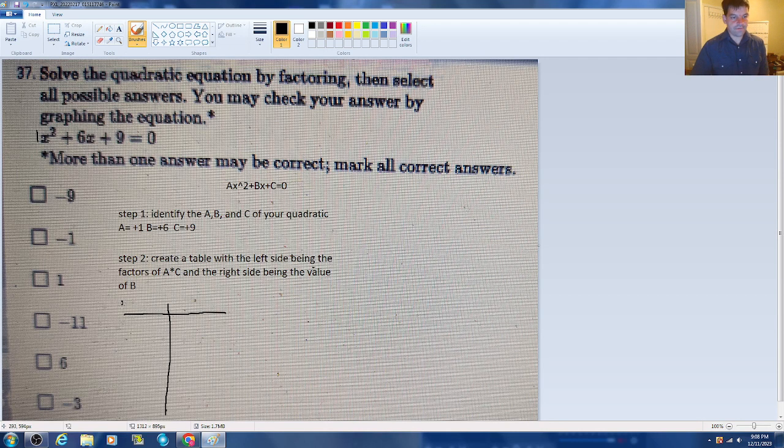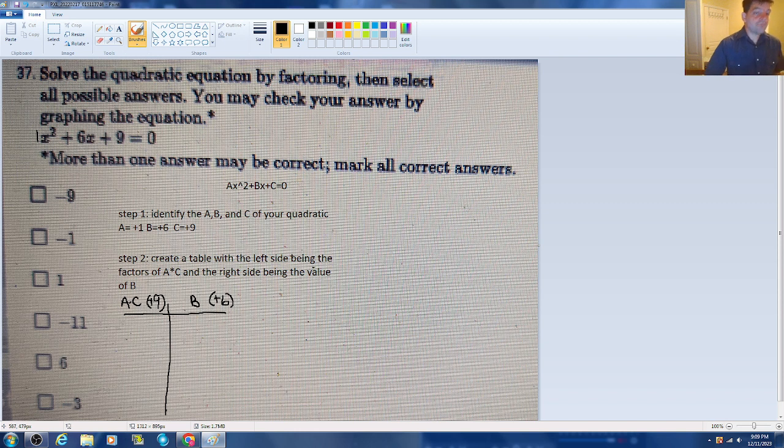So we have A times C, or in this case, positive 9. And remember, I'm going to identify the sign on the value as well, because that's going to be important. And then B is just going to be equal to positive 6. Now, keep in mind and remember for me that factors have to be whole numbers. So the factors of positive 9 are going to be whole numbers.